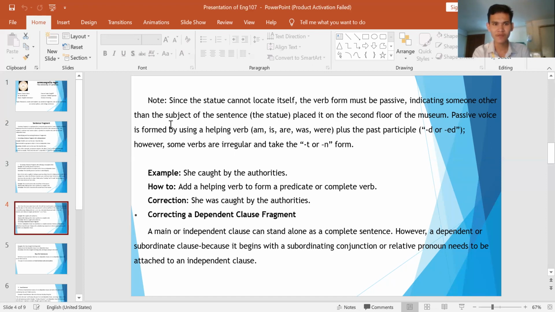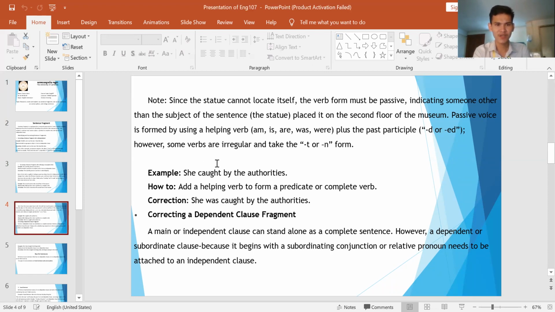Passive voice is formed by using a helping verb, am, is, are, or was. It means passive voice must have a to be verb plus the past participle. The past participle of a regular verb ends with d or ed, and some verbs are irregular, with the last sound of t or n. So you need to remember this: passive voice must have to be and verb three, which we call the past participle.